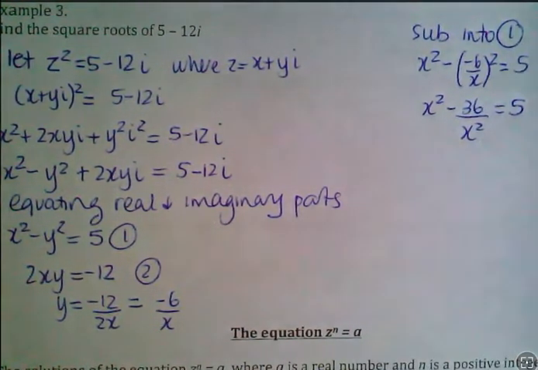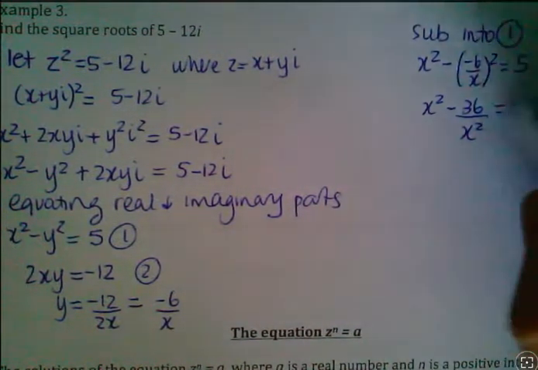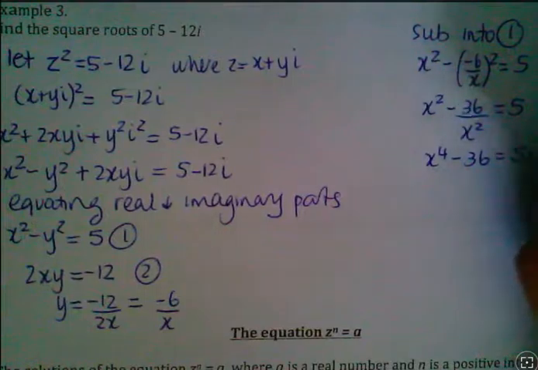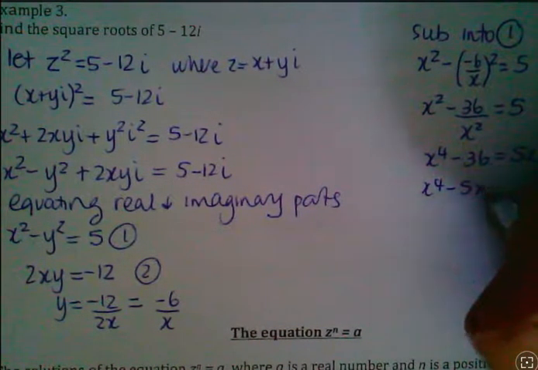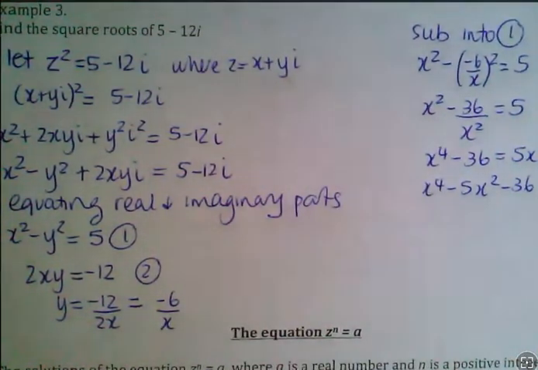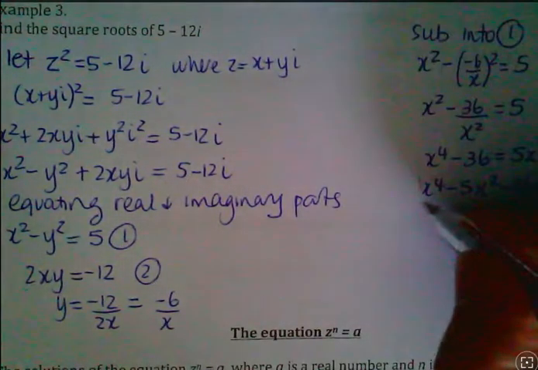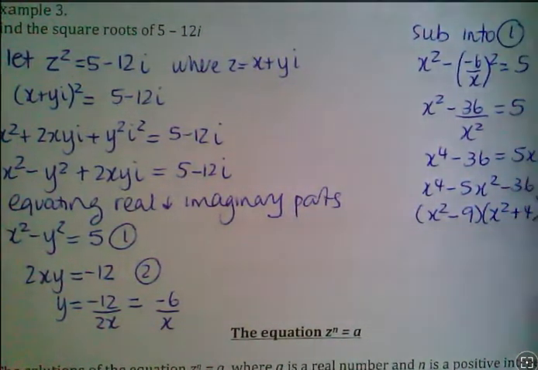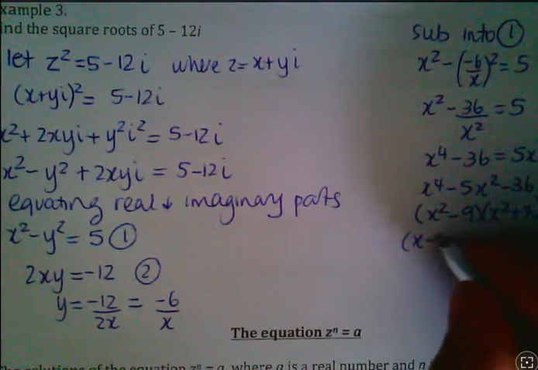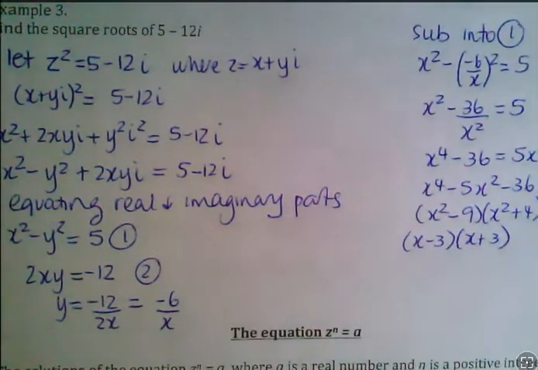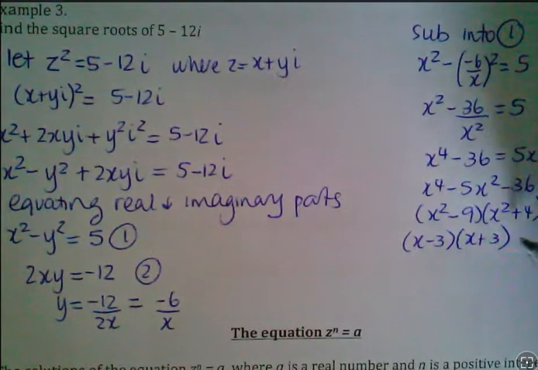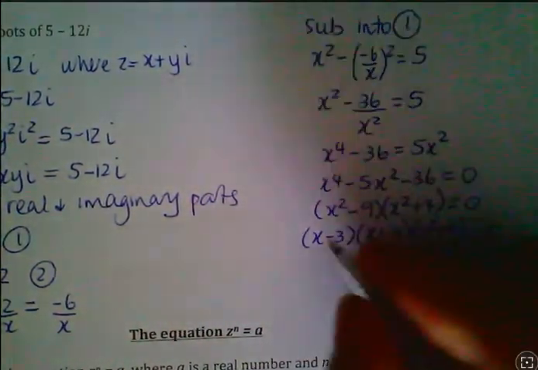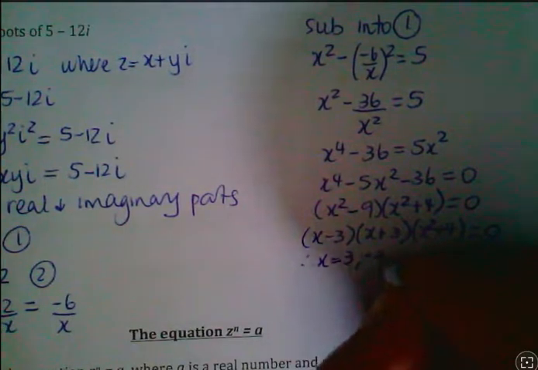Multiplying through by x squared, multiplying each term, or left-hand side and right-hand side, by x squared, I've got x to the power of 4 minus 36 equals 5x squared. Bringing everything over to the left-hand side, I've got x to the power of 4 minus 5x squared minus 36 equals 0. Factorising this, I've got (x squared minus 9)(x squared plus 4) equals 0. And further factorisation gives me (x minus 3)(x plus 3). Now remember that x squared plus 4 is 0. Sorry, I'm off screen. So therefore, x equals 3 or negative 3.